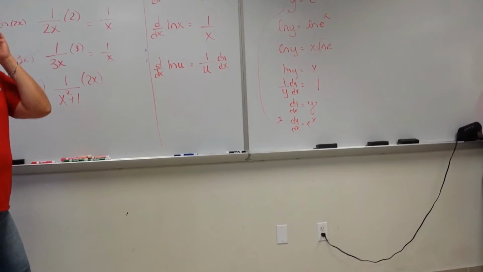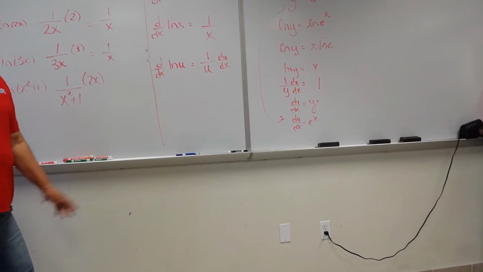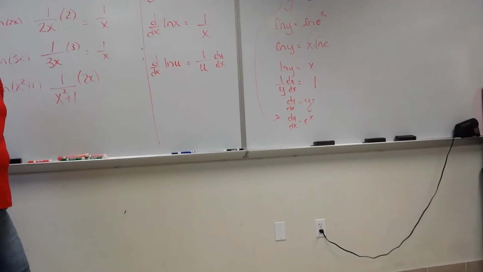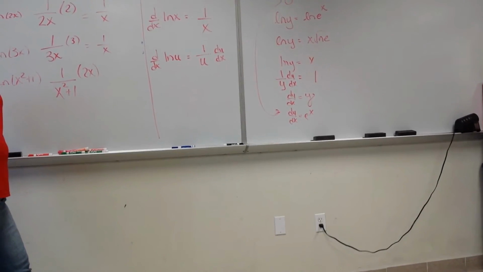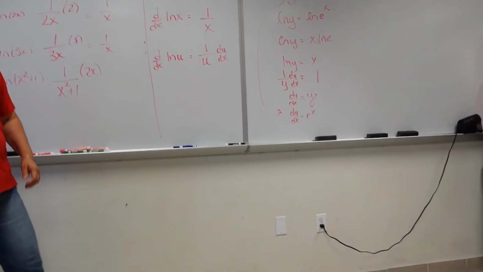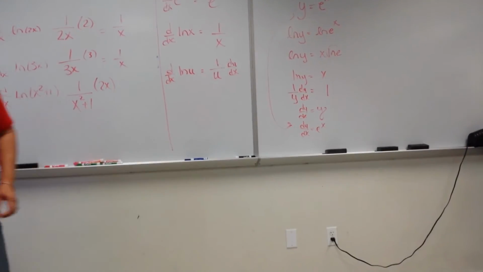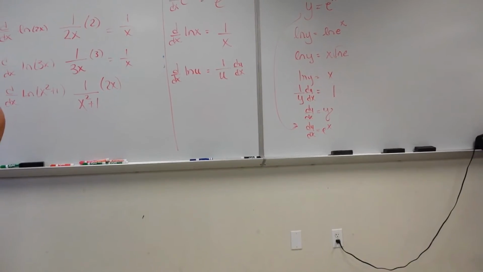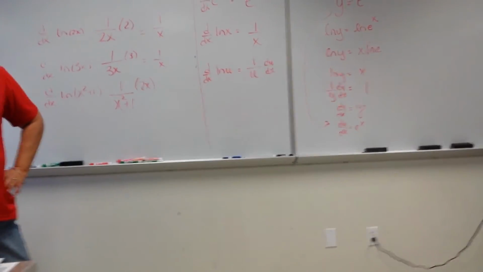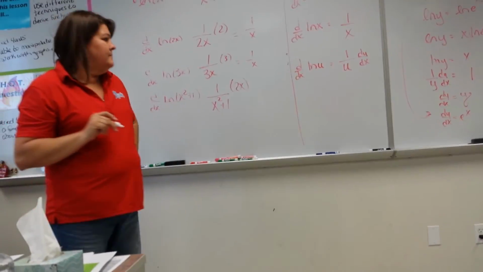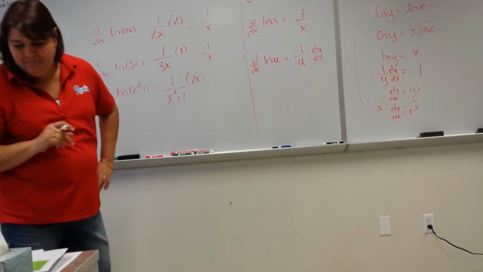Should we remember that ln of e is 1? Yes, that'd be a good one. I thought the derivative of x is 1 over x. So the derivative of x is just 1. You move the power to the front, and you just go x.